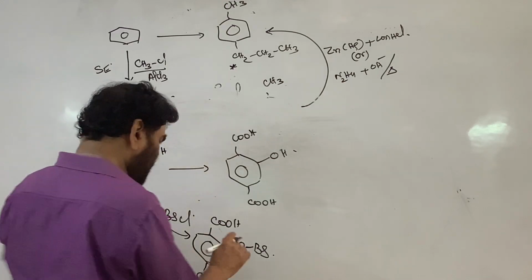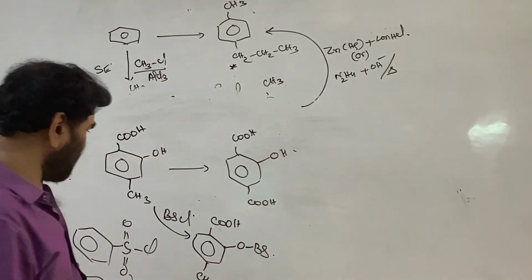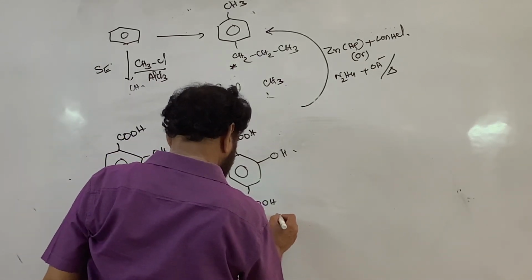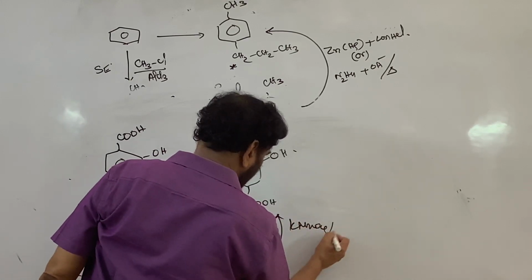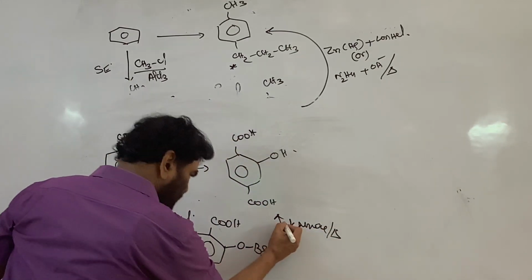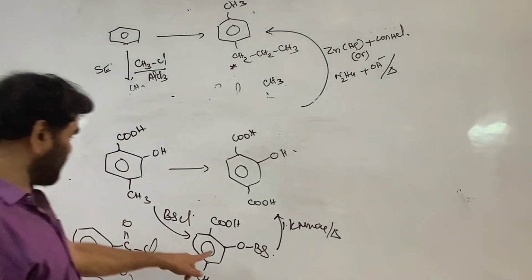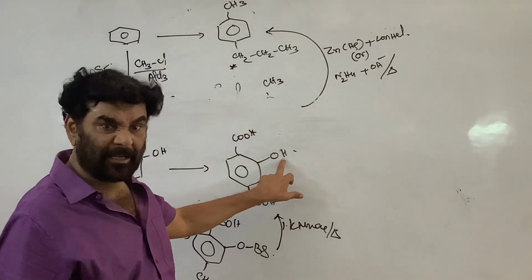Silylation. Once it is converted into the ester form, you can safely use the KMnO4, heat it, to convert it into the COOH. But there will be a silyl group here.